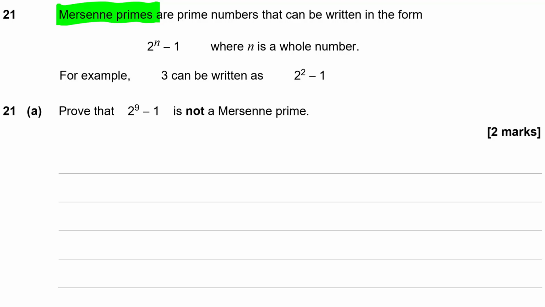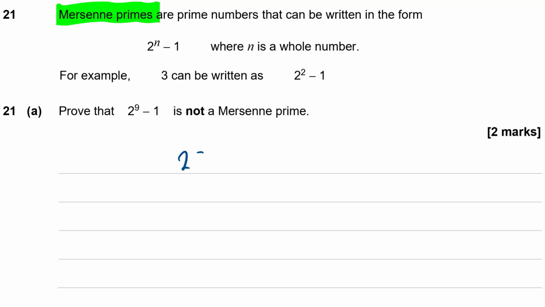So Mersenne primes are prime numbers that can be written in the form 2 to the power n minus 1, where n is a whole number. So 3 can be written as 2 squared minus 1, so 3 is a Mersenne prime. So we need to prove that 2 to the power 9 minus 1 is not a prime. Well, what is 2 to the power 9 minus 1? 2 to the power 9 is what? 2, 4, 8, 16, 32, 64, 128, 256, 512.